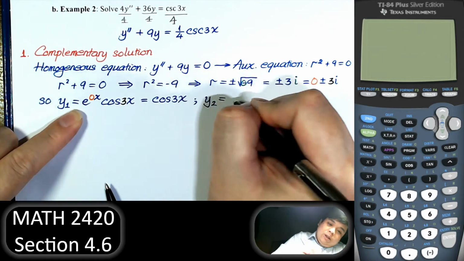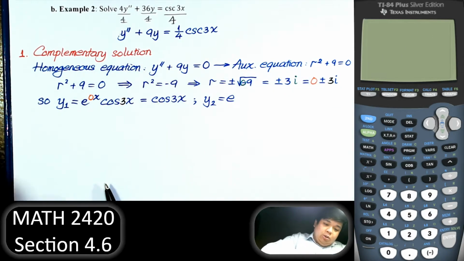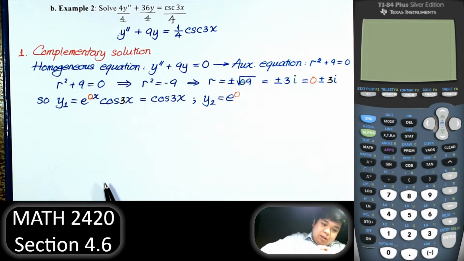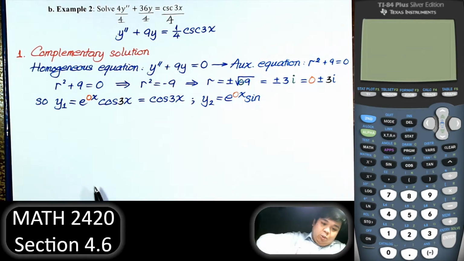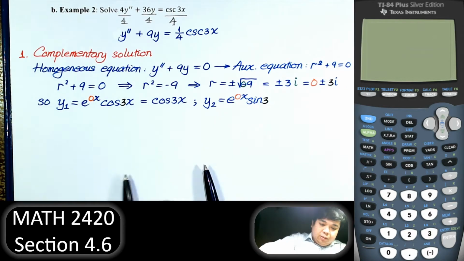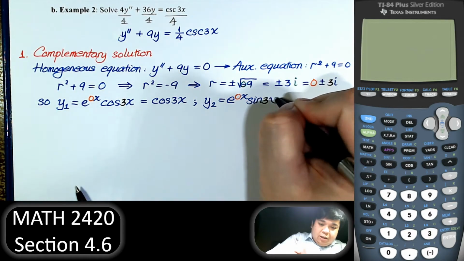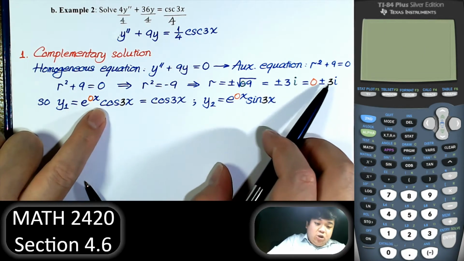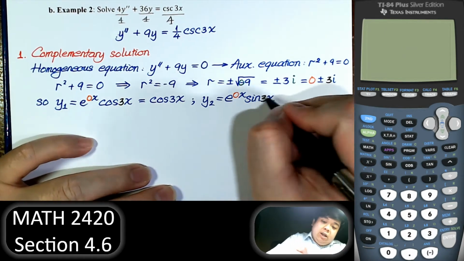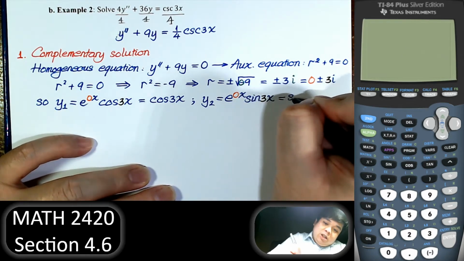y2 is e to 0x sine of 3x. Yeah, so the real part goes to the exponential. The imaginary part goes to the trig function. e to 0 power is 1. So this is just sine of 3x.